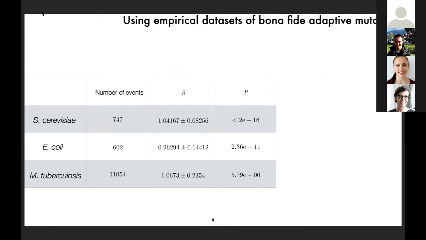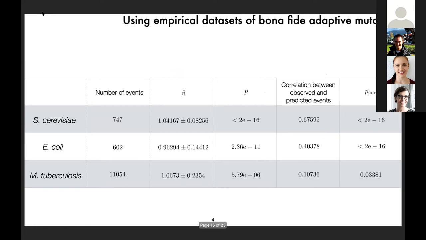Okay, so we did this for three different species, and then you can also see the number of adapted mutations or adapted events that we use for the regressions. And this is what we got. So surprisingly, the mutation term parameters seem to be relevant and significant for all species. However, when we quantify the correlation between the observed adapted events and the ones predicted by the model, we see quite a difference across species.